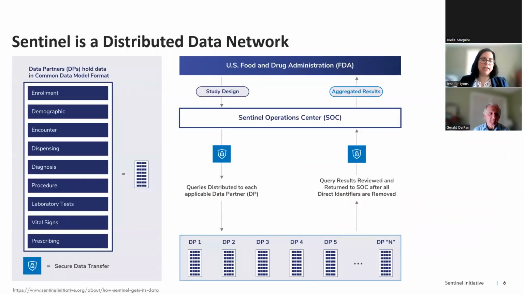So foundationally, the Sentinel system is a distributed data network. In a distributed data network, there's no centrally located data source. Instead, the data are collected and then maintained and analyzed at each individual data holder, which we refer to as data partners. And our data partners participate in the larger distributed data network by transforming their data into the Sentinel Common Data Model so that all the data from the different data partners is structured the same way.